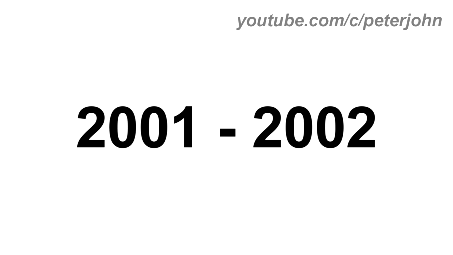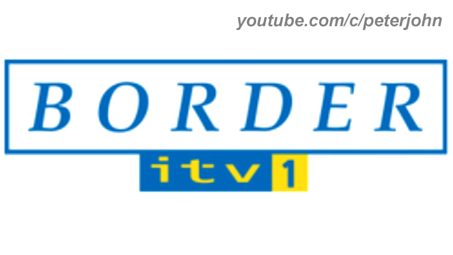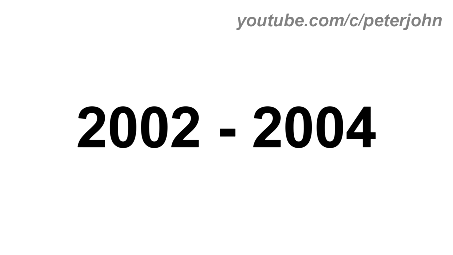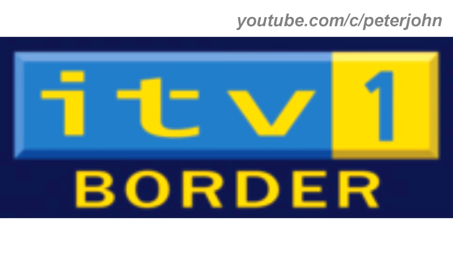2001 to 2002, now on the right of the blue rectangle on the bottom there is a yellow square, and inside it, there is a blue number 1. 2002 to 2004, they changed its name to ITV Border.